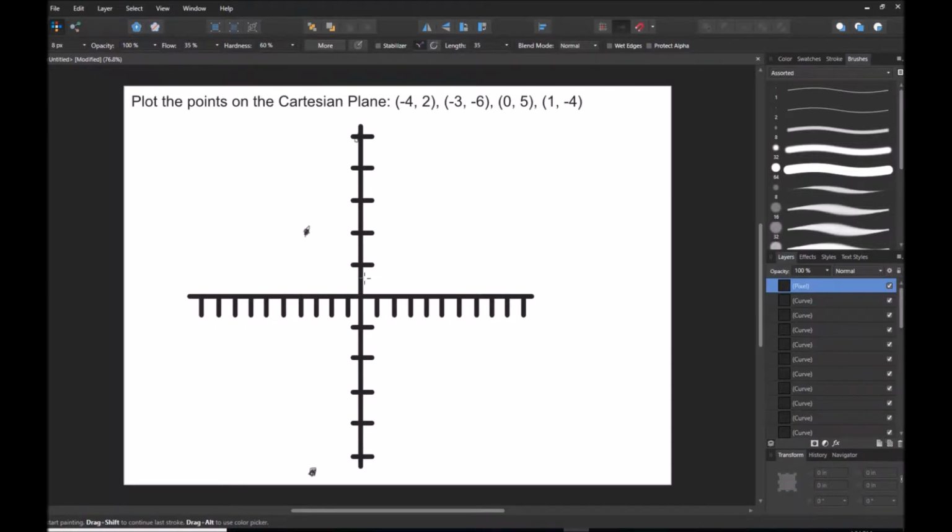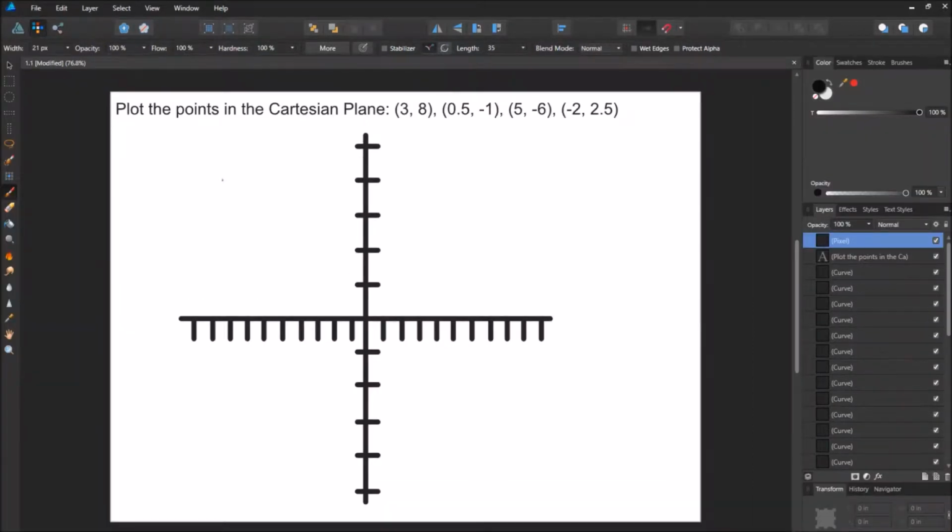Then our next point is 1, -4. So because the x value here is positive, we go to the right of the origin, just 1 space because it's +1, and then because our y value is -4, we go down 4 spaces from the origin. So we jump over 1, and then we go 1, 2, 3, 4 down here. And that's how you do that.